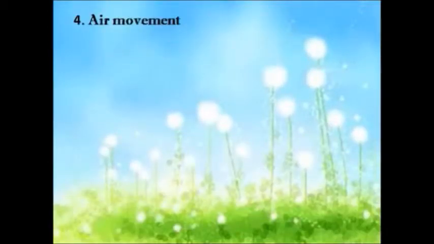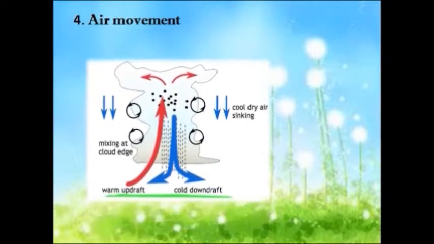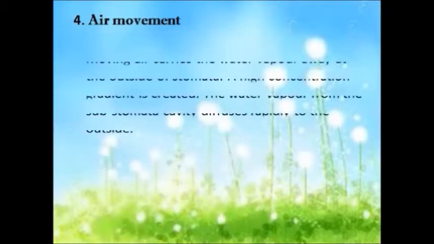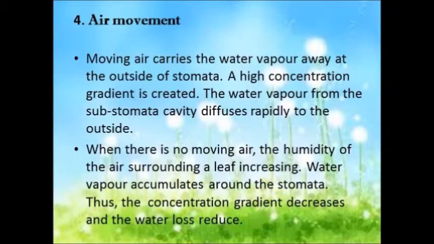Next is air movement. Moving air carries the water vapor away from the outside of the stomata. A high concentration gradient is then created. The water vapor from the substomatal cavity diffuses rapidly to the outside. When there is no moving air, the humidity of the air surrounding a leaf increases. Water vapor accumulates around the stomata. Thus, the concentration gradient decreases and the water loss is reduced.